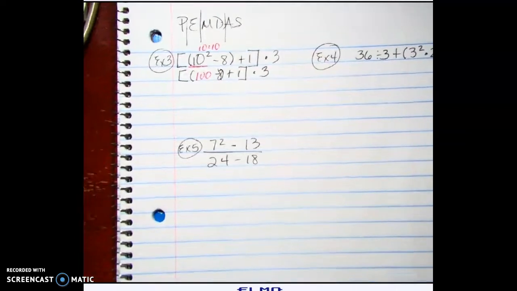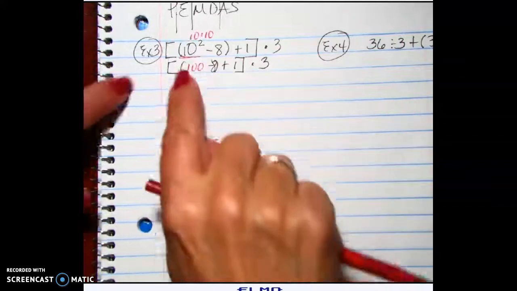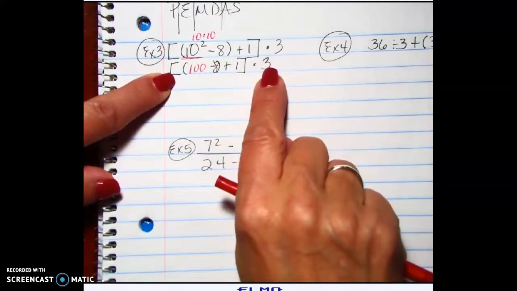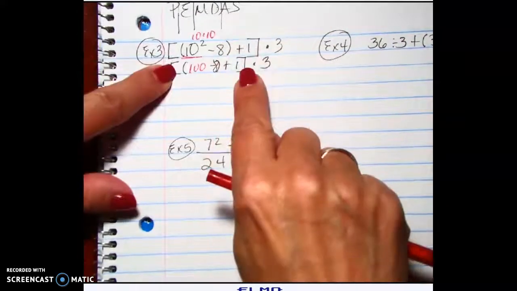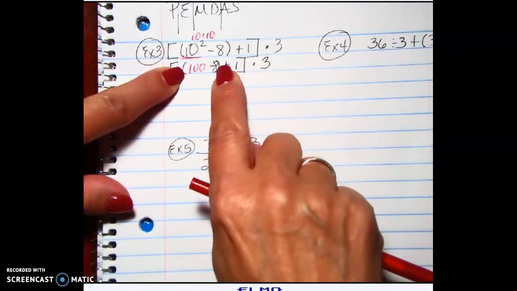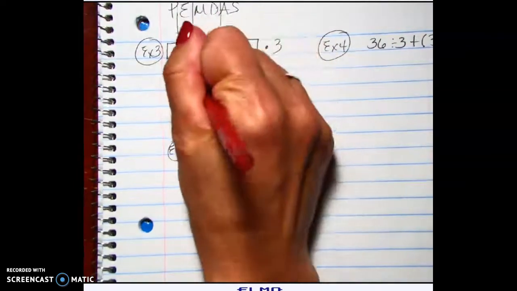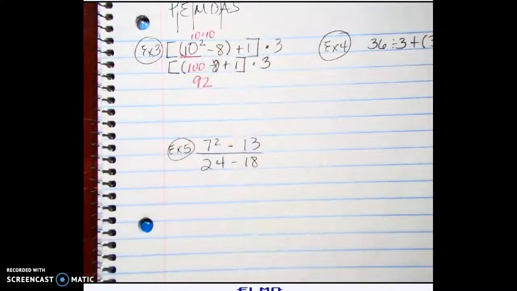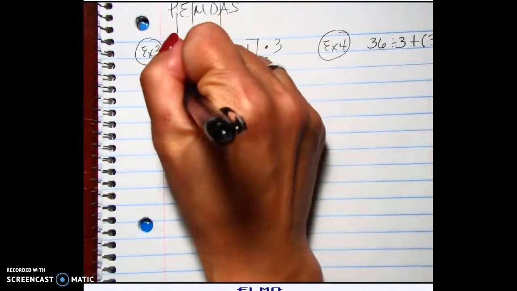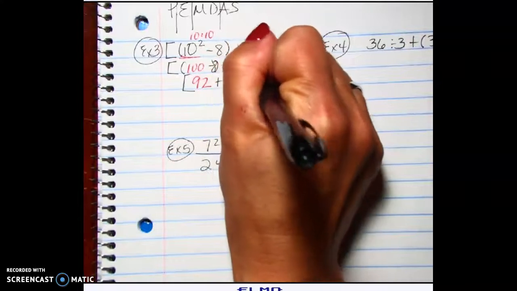So next, I go back. It's like I have a brand new expression. I go back and I look again. I'm still at parentheses, but I start on the outer ones and I go to the inside. So 100 minus 8, I do that operation, is 92. Oops. So now I'm going to make sure I put my brackets, plus 1 times 3.